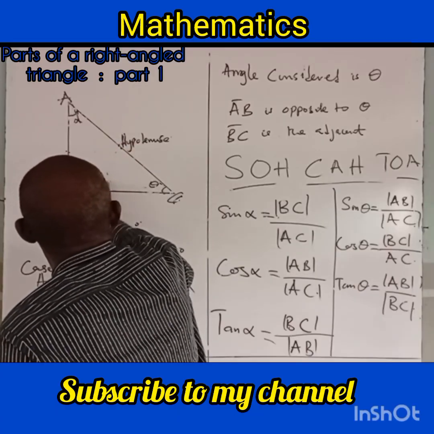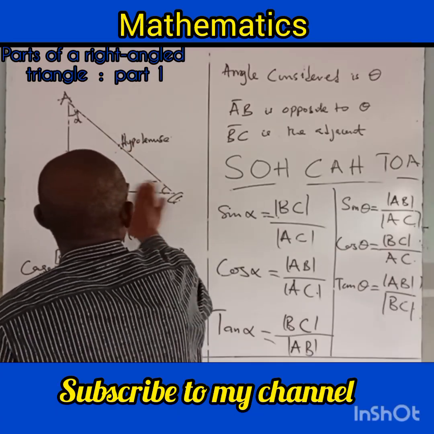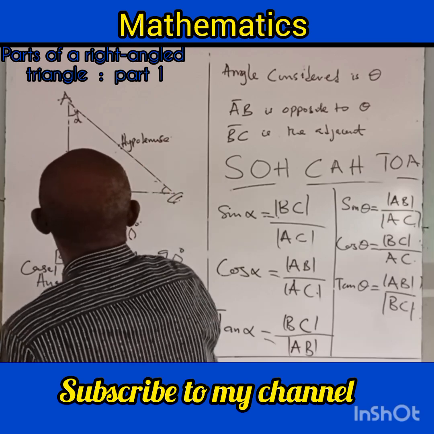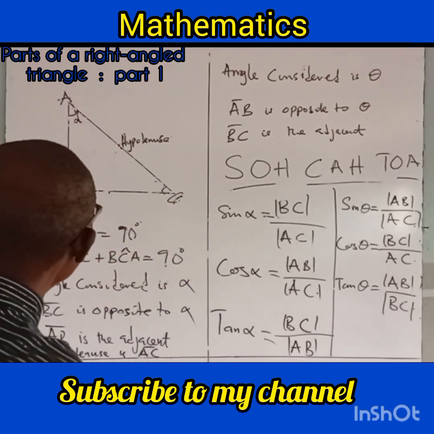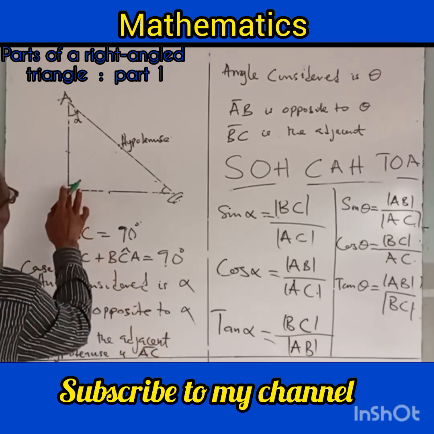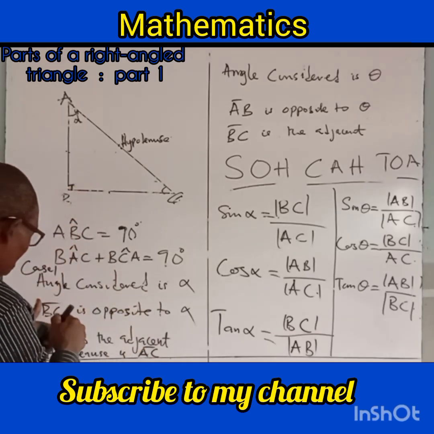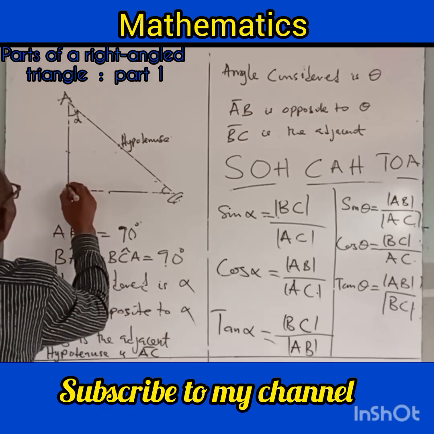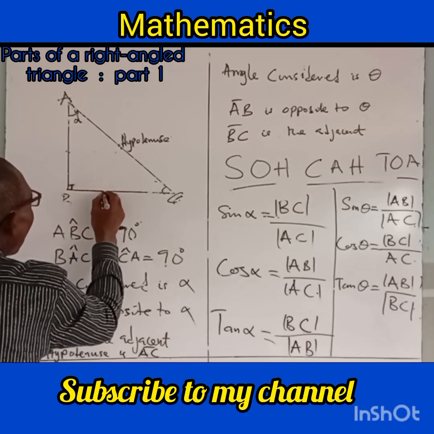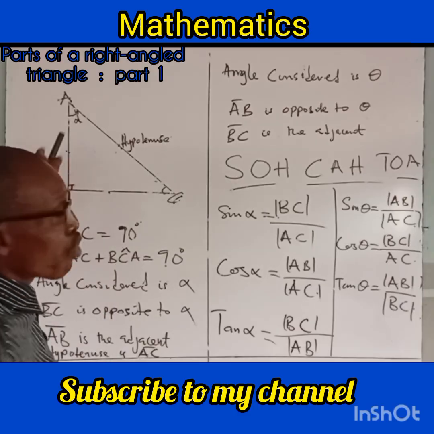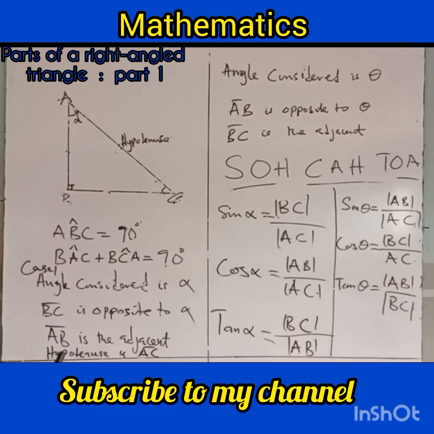Now, this is a right angle triangle on the board here. To save time, I'm already having the diagram on the board. Now, how do we recognize that this triangle is a right angle triangle? By looking for a small square box. The angle represented by the small square box is 90 degrees. That's a right angle. So a right angle triangle is a triangle that has one of its angles 90 degrees, and that is the largest angle. 90 degrees is the largest angle in the right angle triangle.